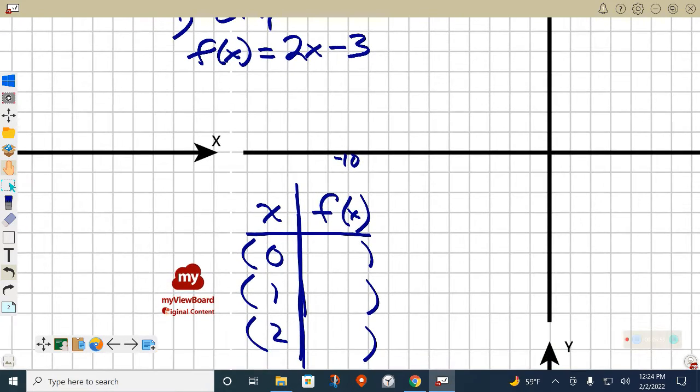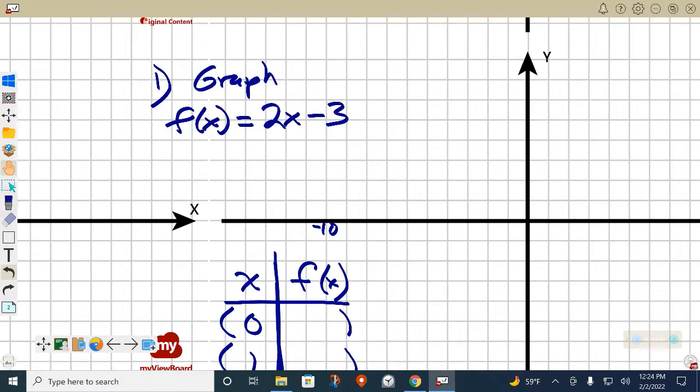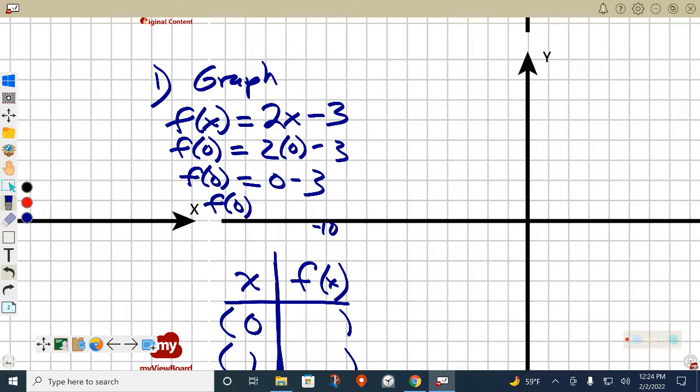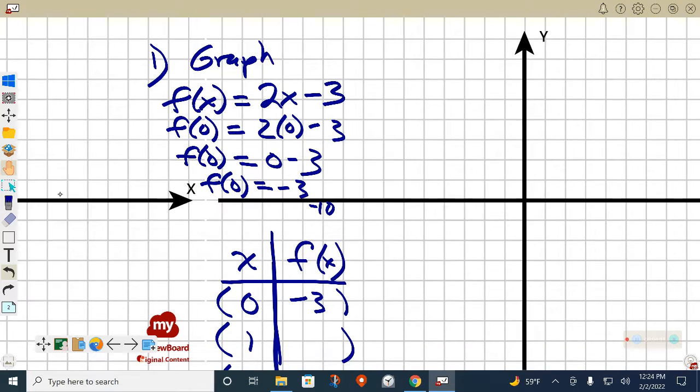Let's do it. So the first x value is 0. I picked 0. Let's see what the function is now. Watch this. What's the function at 0? The function at 0 is going to be 0 minus 3. So the function at 0 is negative 3. Look at it. There's my first ordered pair: 0, negative 3.